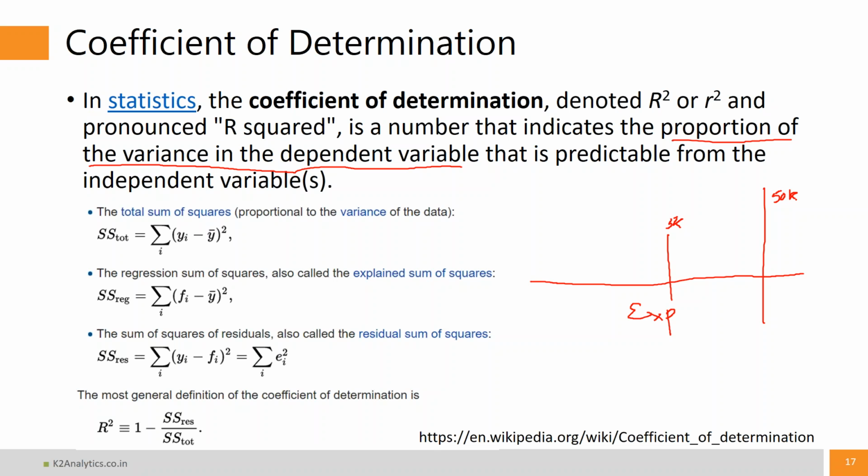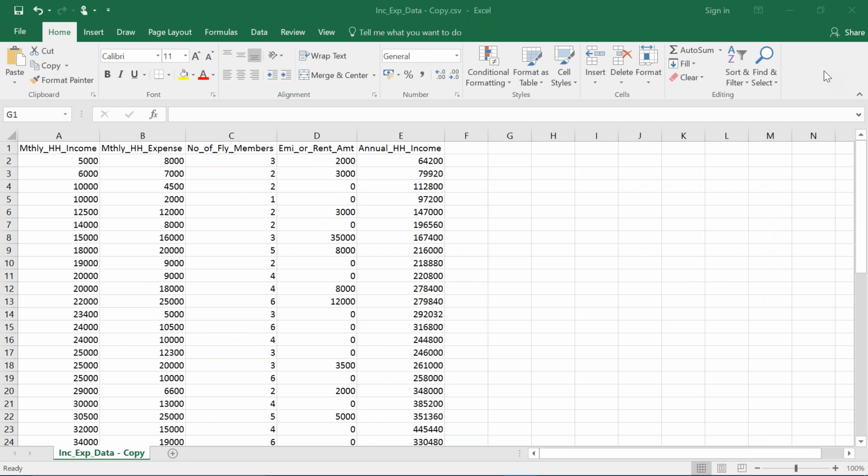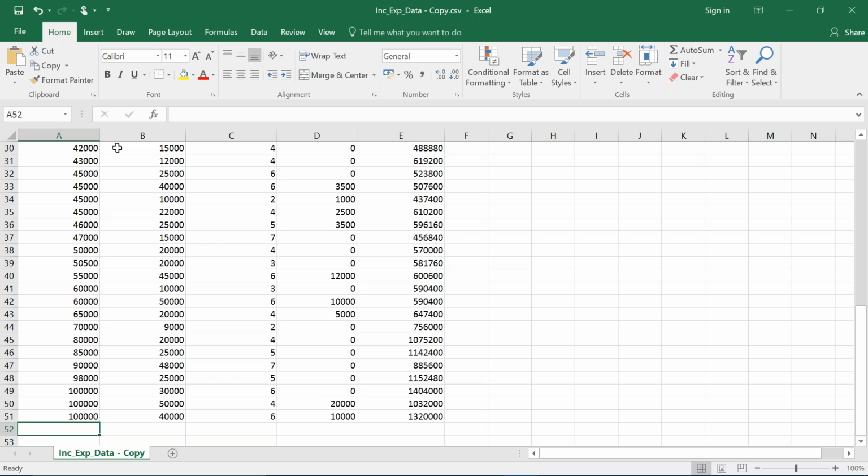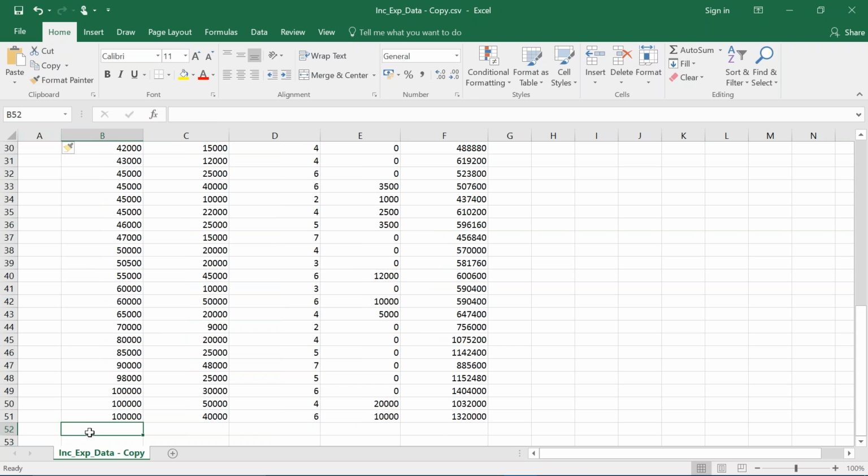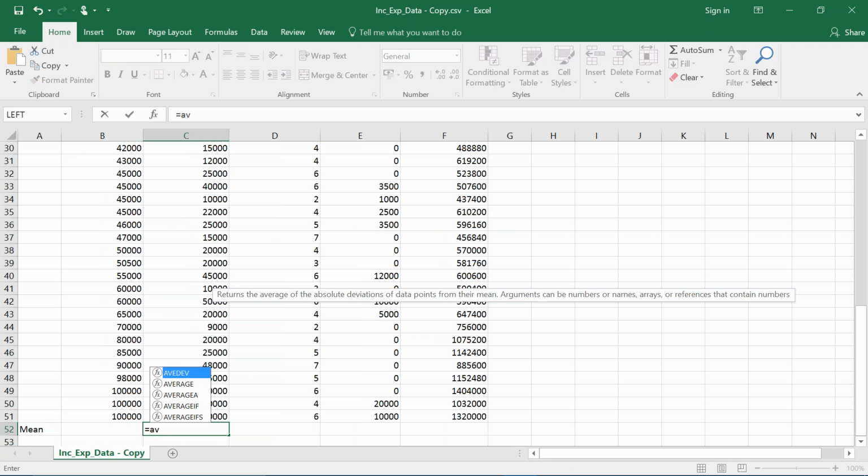So with that concept, if that concept is clear, let us understand the calculations. So first thing we are going to do is compute the variance of expense. Okay? To compute the variance of expense, first thing I need to know is the mean. So I have to first compute the mean. So let me put mean. Mean is basically average. So I'll use the average function.